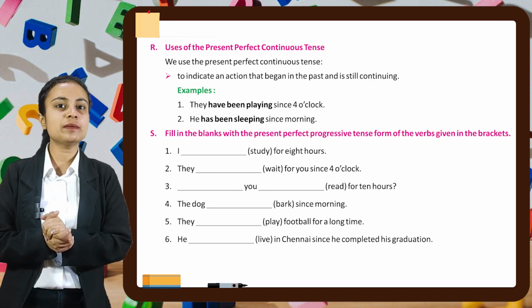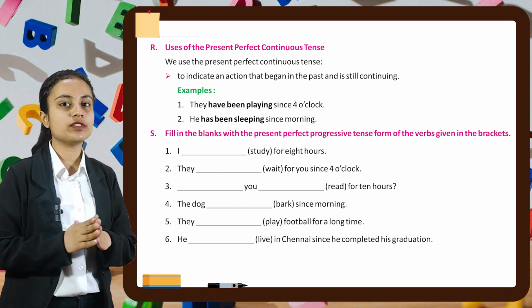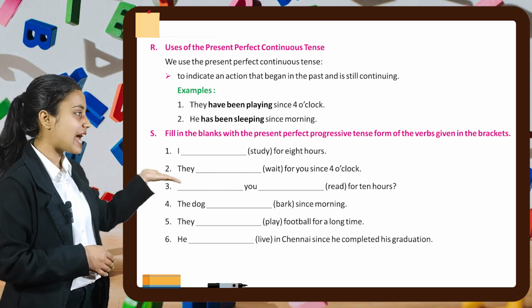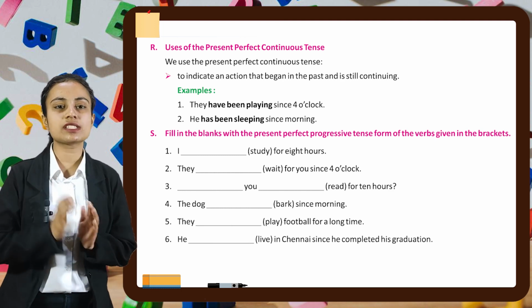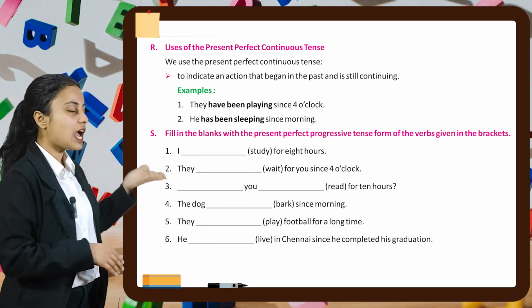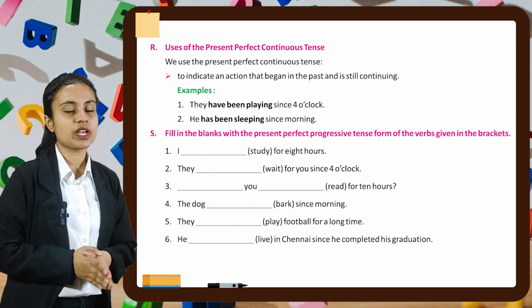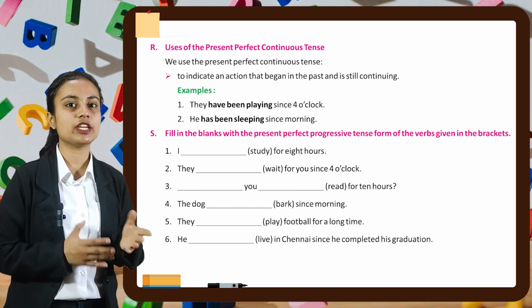Now let's fill in the blanks with the present perfect progressive tense form of the verb in the given brackets. First one is, I dash for 8 hours. In the bracket, word study is given. So our sentence will be, I have been studying for 8 hours. In the similar manner, you have to do the rest of the parts of this exercise by yourself.